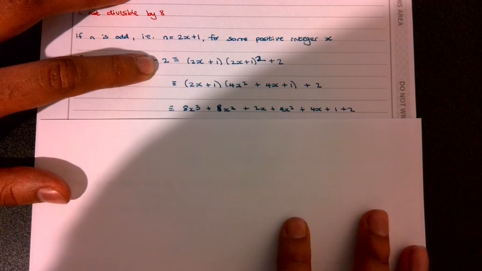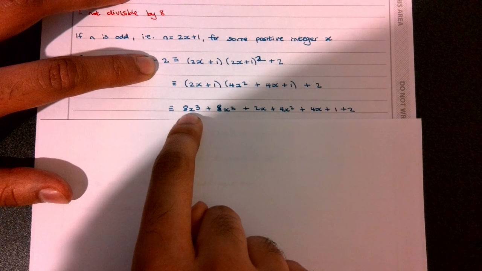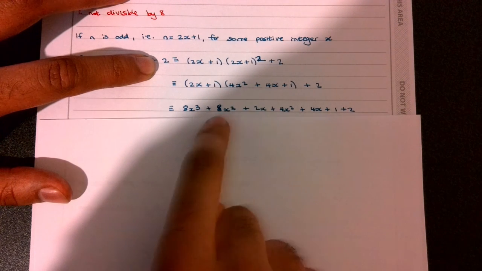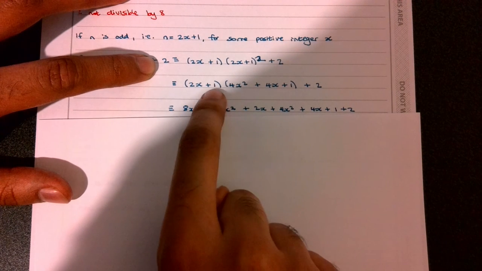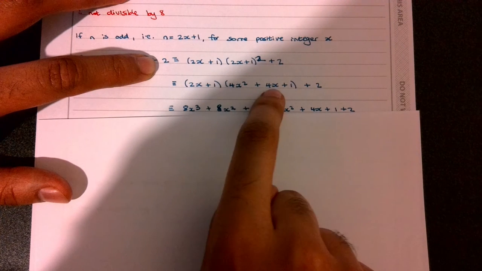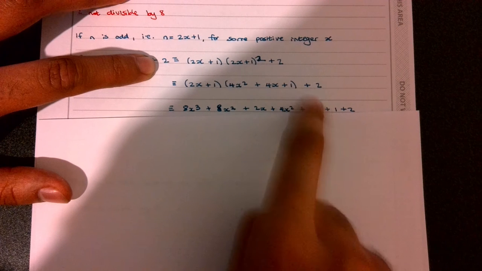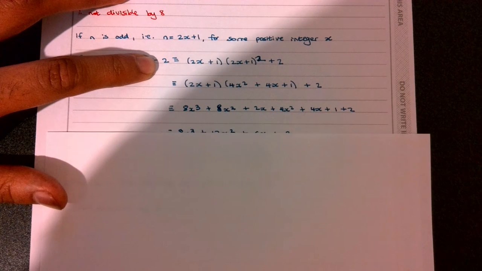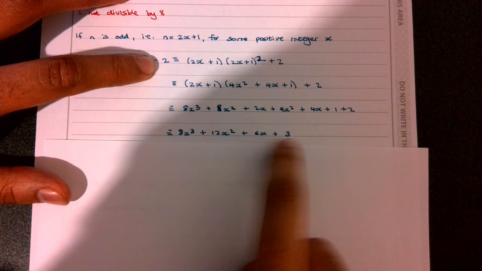And if we multiply all this out, 2x times 4x squared is 8x cubed. 2x times 4x, that's 8x squared. 2x times 1, that's 2x. 1 times 4x squared, that's 4x squared. 1 times 4x, that's 4x. 1 times 1, that's 1. We still have this extra 2. We end up with 8x cubed plus 12x squared plus 6x plus 3.